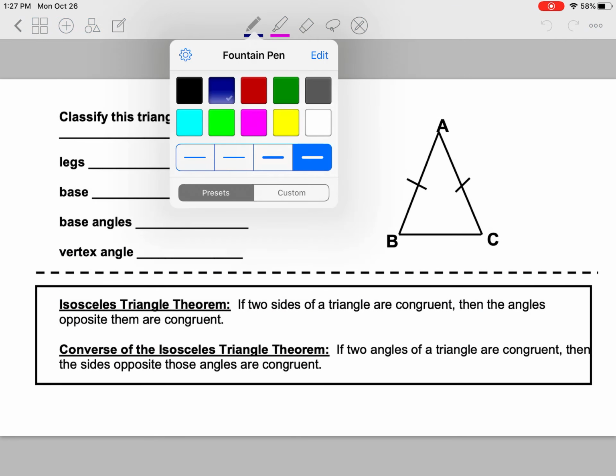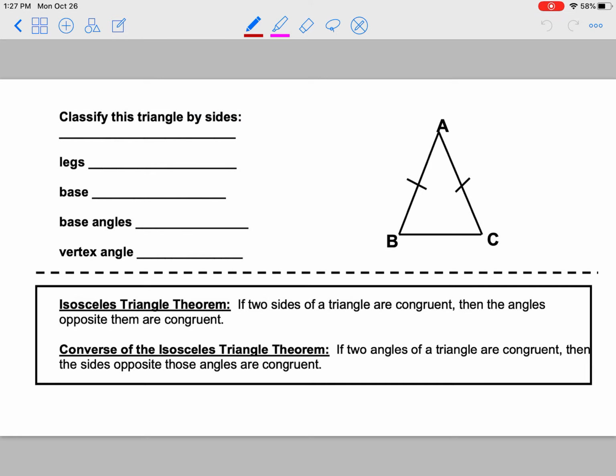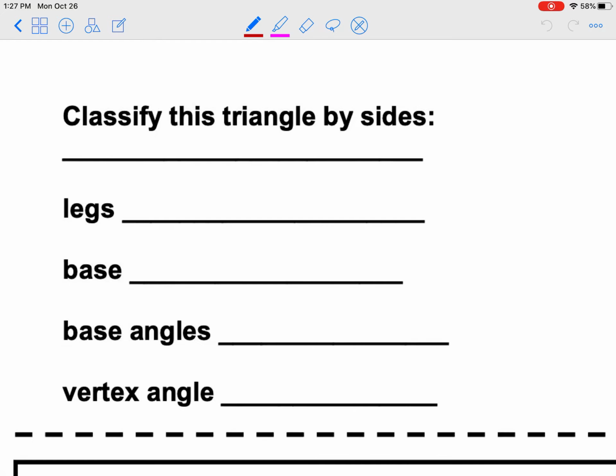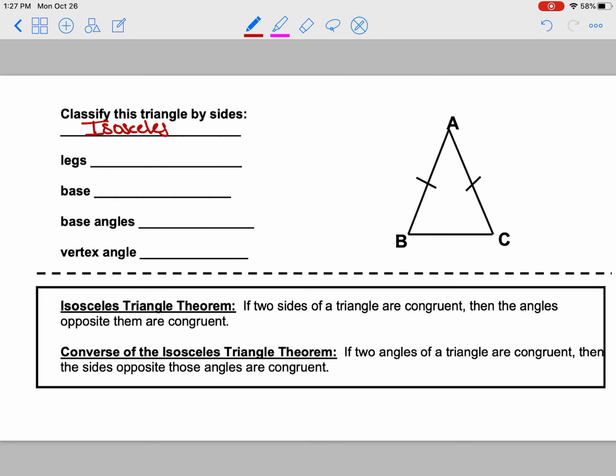Okay, we're going to shift gears for a little bit and talk about specific kinds of triangles. So if we look here at the picture, it wants us to classify by the sides. Well, I see here that two sides are congruent, and if two sides are congruent, that means this is an isosceles triangle. Legs are your two congruent sides, so our two legs are AB and AC. The base is the non-congruent side, so that is BC.